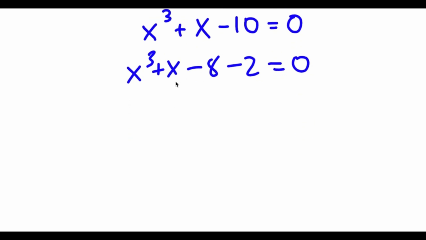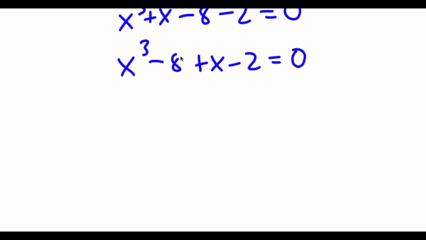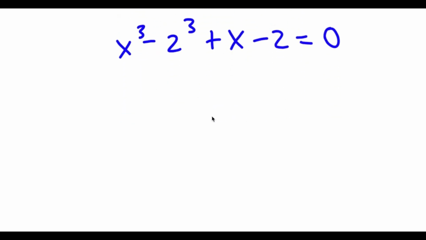So now I'm going to switch the order of these and rewrite this as x to the power of 3 minus 8 plus x minus 2 is equal to 0. So now 8 is the same thing as 2 to the power of 3. So now I have x to the power of 3 minus 2 to the power of 3 plus x minus 2 is equal to 0.